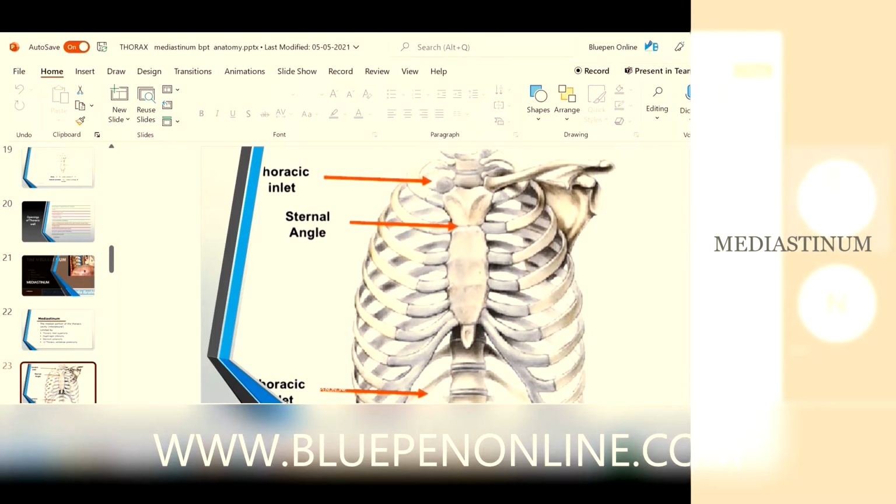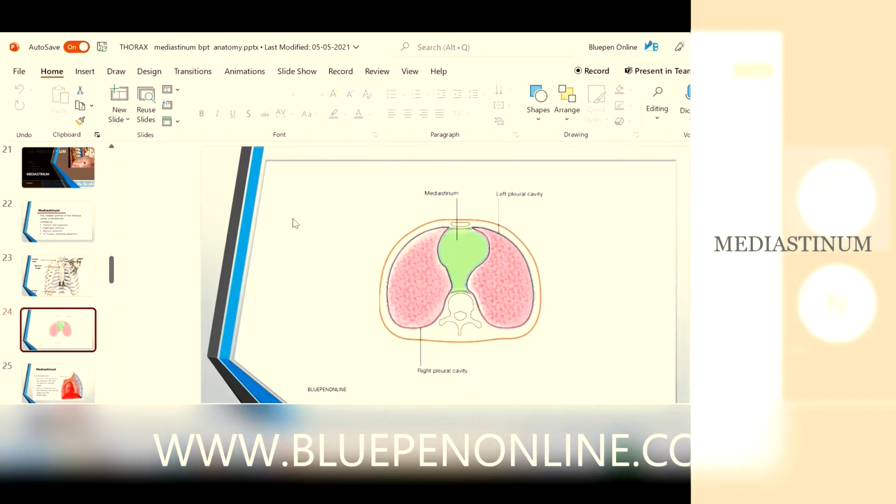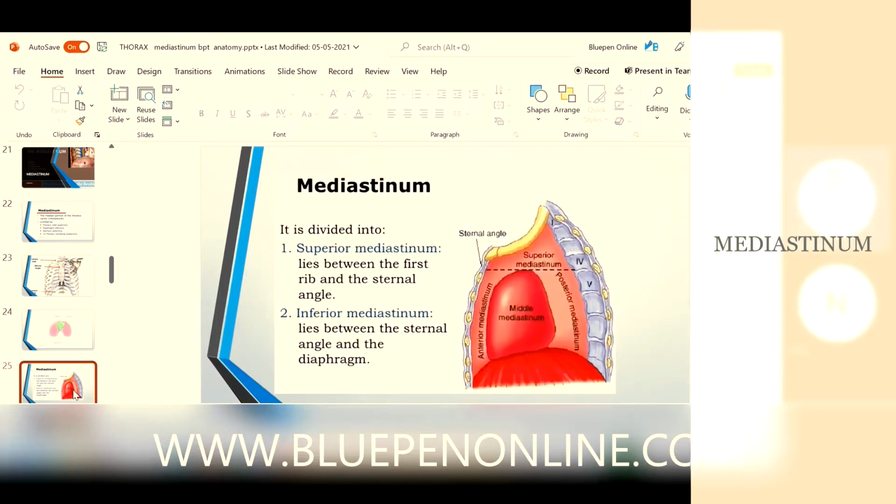So see, this is the mediastinum. These are the two lungs. This is inside the chest cavity actually. So two lungs, between them there is a space, that is the mediastinum. We can divide the mediastinum into two: superior mediastinum and inferior mediastinum.